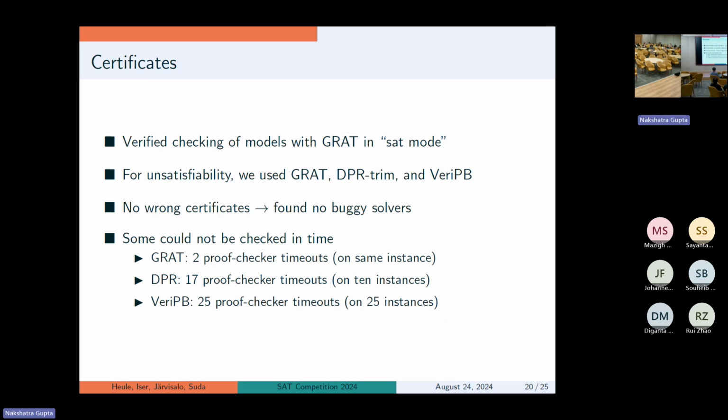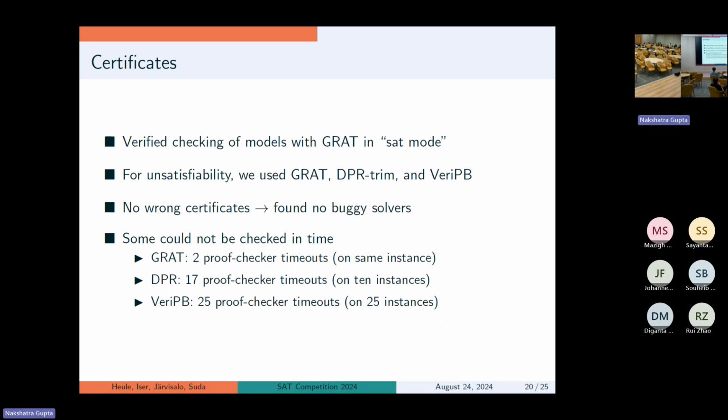So we used GRED in its SAT mode to check the certificates. This is new. We used to use a very old Java implementation before that. This got replaced for this competition. Okay, and then for unsatisfiability, participants, as I already mentioned, could select between GRED, like using the DRAT proof system, or DRAT, DPR trim, or VeryPB.